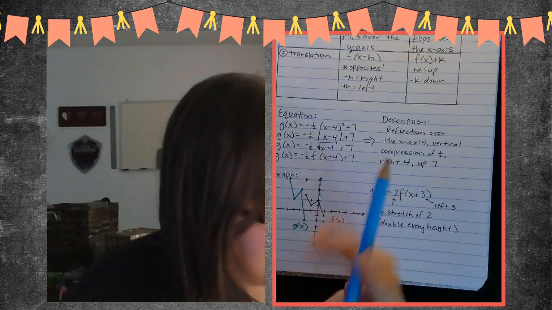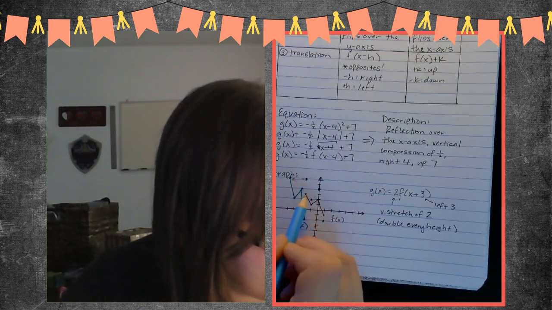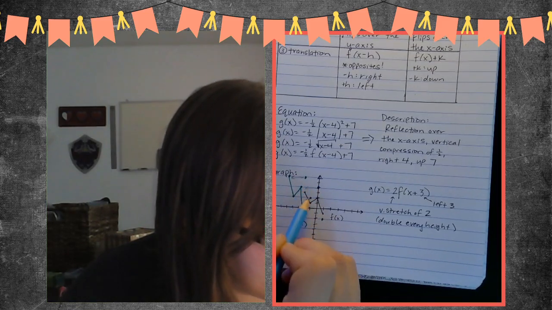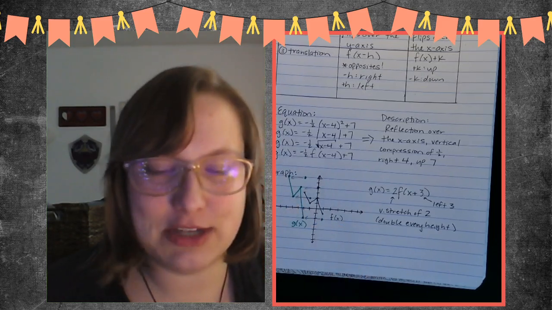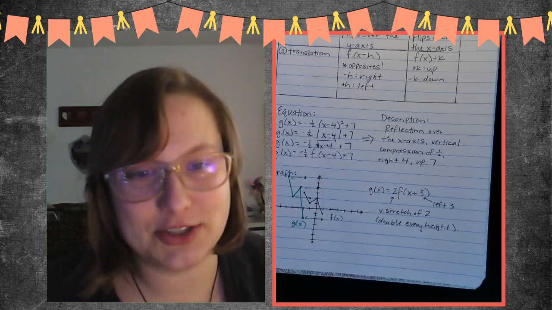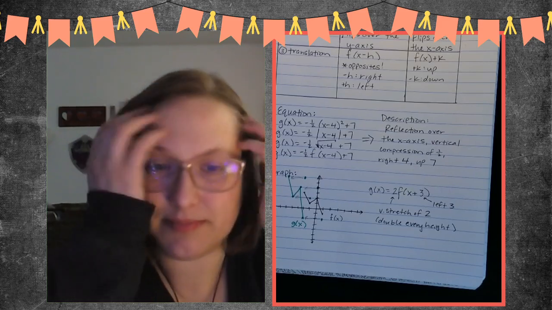And then I moved all of those points to the left by 3. So this point went left 3, this point went left 3, this point went left 3, and this point went left 3. Now, the general feeling of the shape is still there, but because of the stretch, it's not exactly perfect.